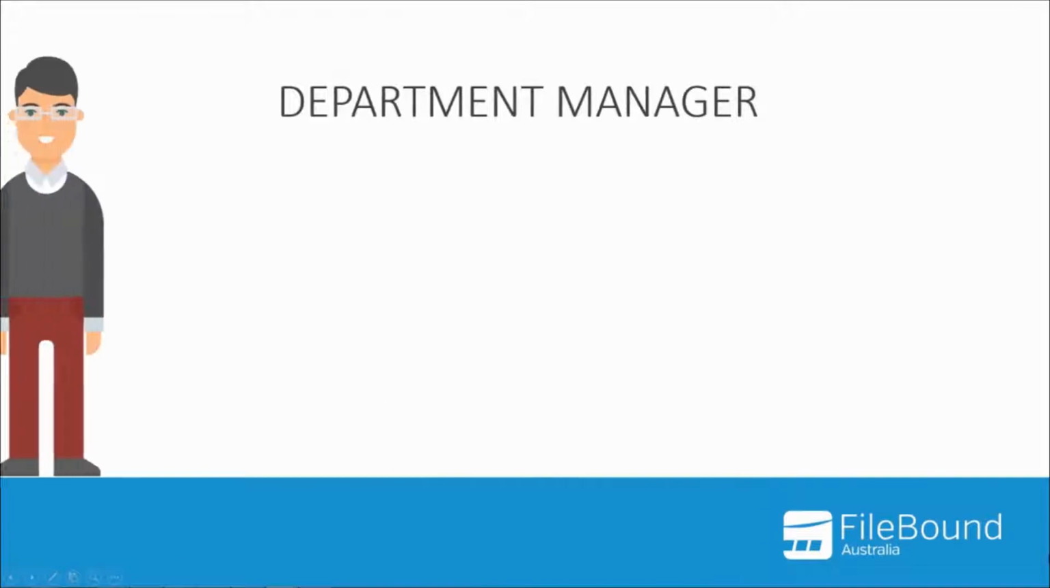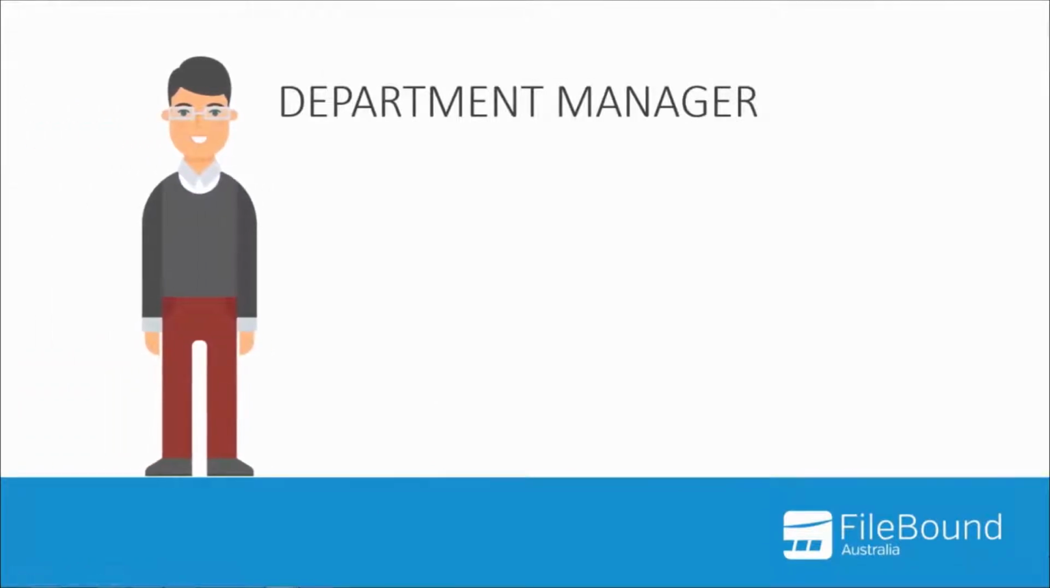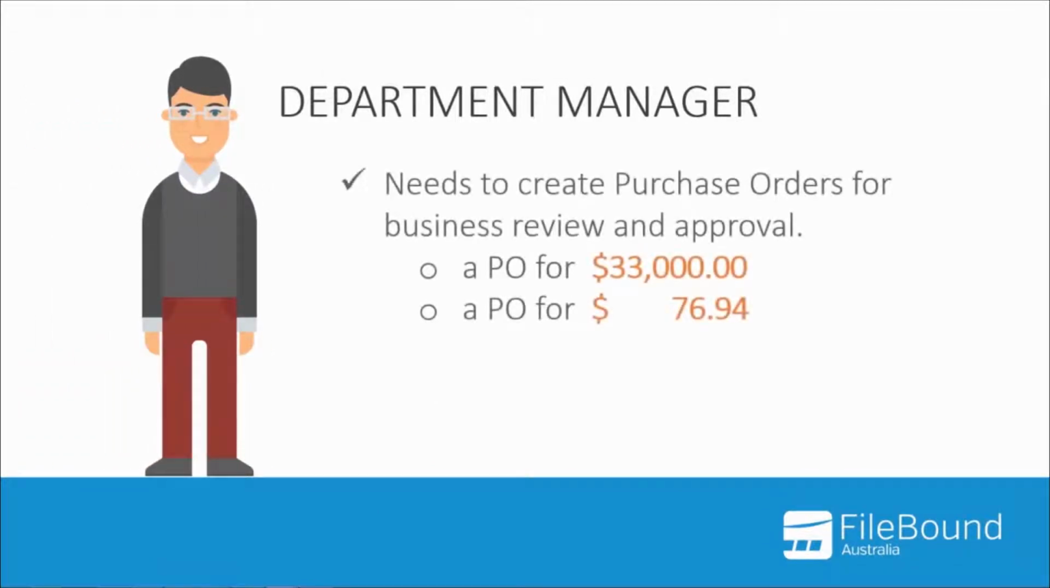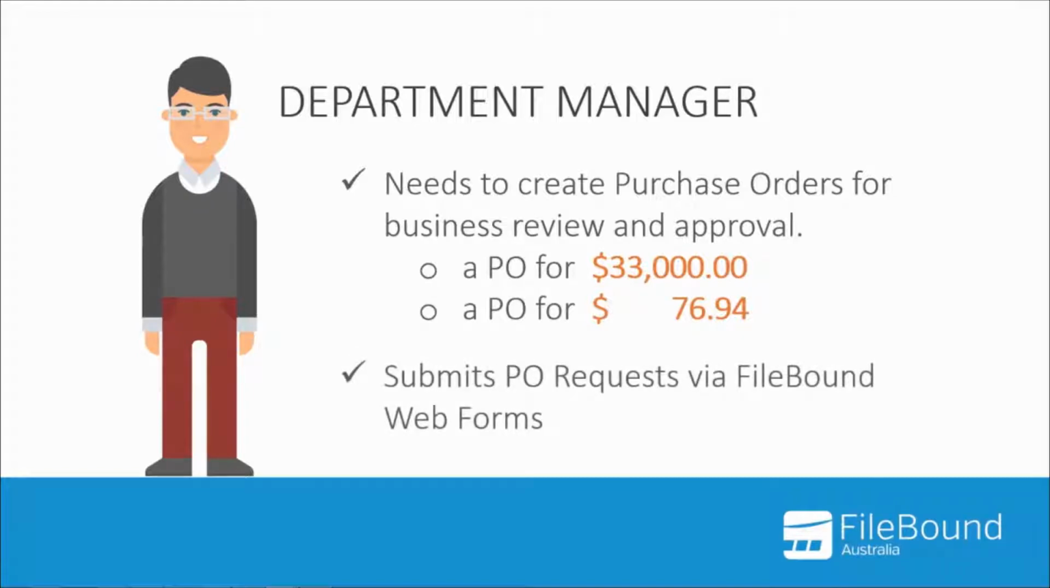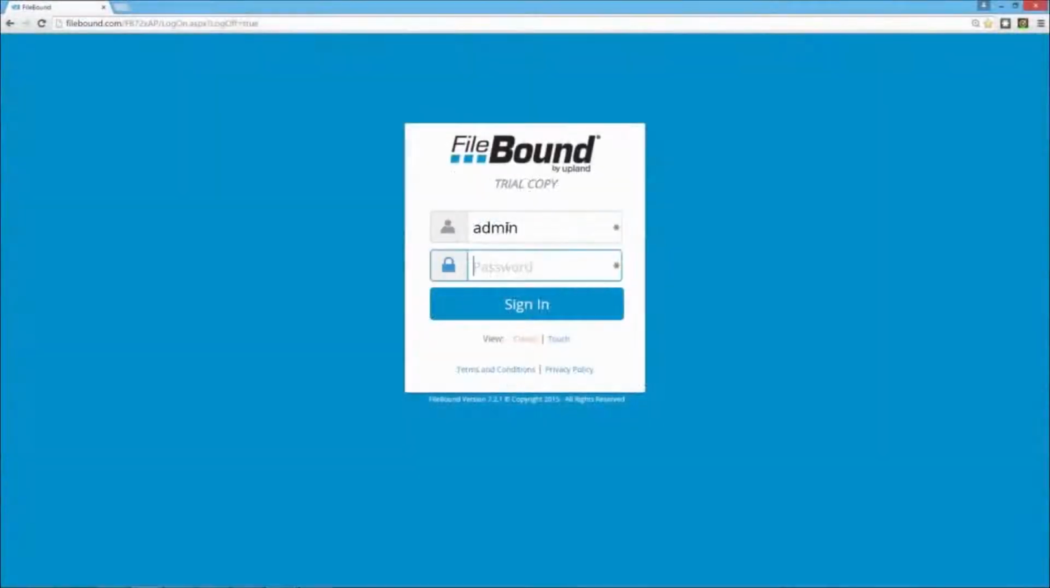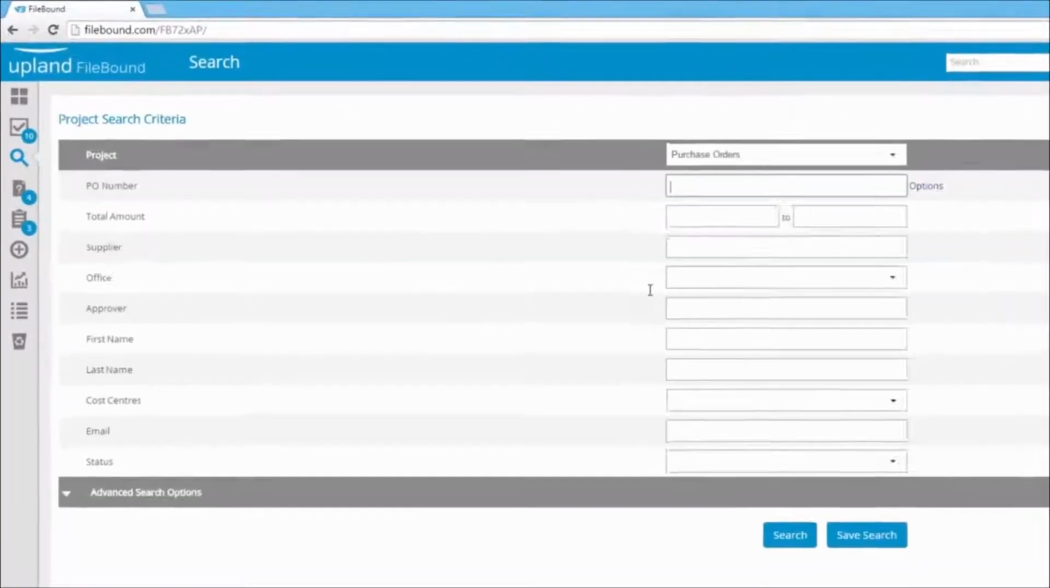So our process starts with the IT manager. He's going to need to create a couple of purchase orders, one for $33,000 and one for $76.94. And seeing he's using the FileBound platform, he'll submit his purchase order requests via FileBound web forms. Just logging into FileBound here, we're going to navigate along to our FileBound forms.